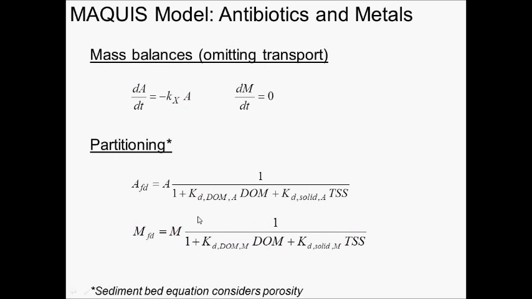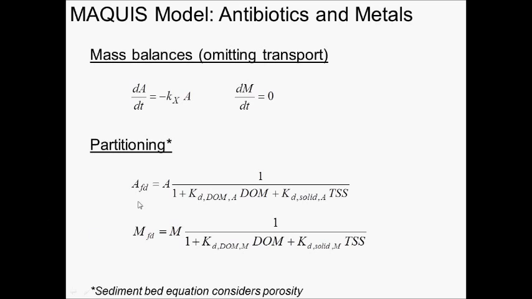One mechanism that's important is partitioning. So we use linear partitioning, and we may calculate the freely dissolved fraction of the antibiotics by partitioning to dissolved organic matter and solids. And in a similar manner, we may calculate the freely dissolved metal concentration. This approach is the same as what is outlined in common water quality modeling textbooks. It's the same approach we use, for example, simulating PCB transport.